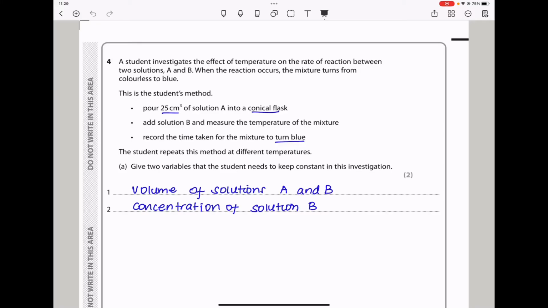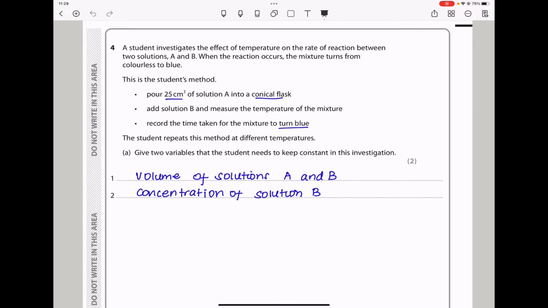Question 4. A student investigates the effect of temperature on the rate of reaction between 2 solutions, A and B. When the reaction occurs, the mixture turns from colorless to blue. This is the student's method. Pour 25 cm³ of solution A into a conical flask. Add solution B and measure the temperature of the mixture. Then record the time taken for the mixture to turn blue. The student repeats this method at different temperatures. Give 2 variables that the student needs to keep constant in this investigation. The student needs to ensure that the volumes of solutions A and B are constant, and then the concentration of solution B should also be constant.